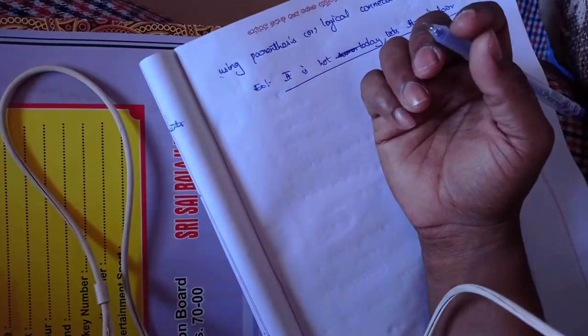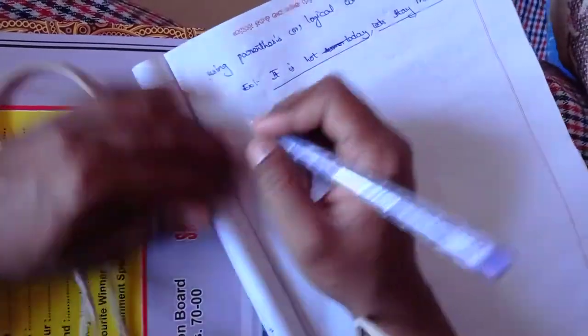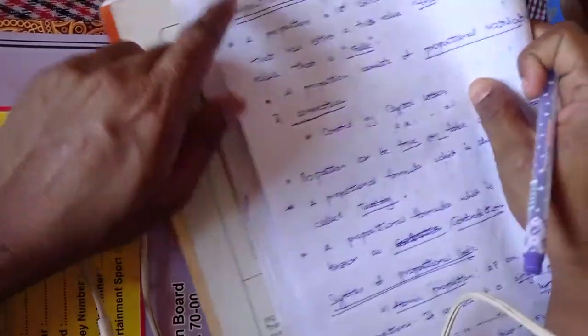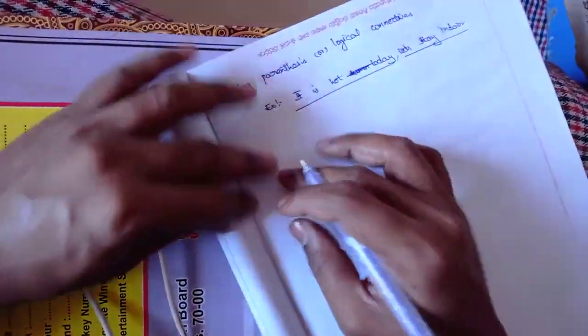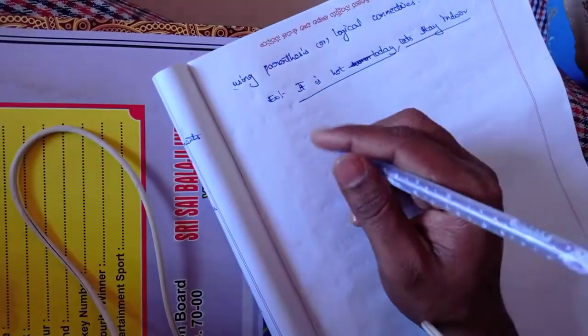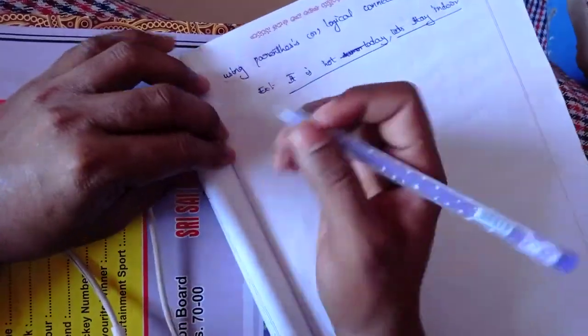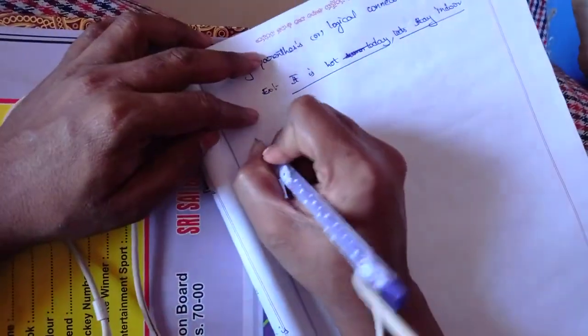Hello guys, in this video we will be discussing the logical connectives. In the last video we stopped at propositional logic. We have seen what propositional logic is, what its types are, and what its syntax is. Now let us go to the logical connectives of propositional logic. This is also interlinked with propositional logic itself, so don't take it as a separate part.